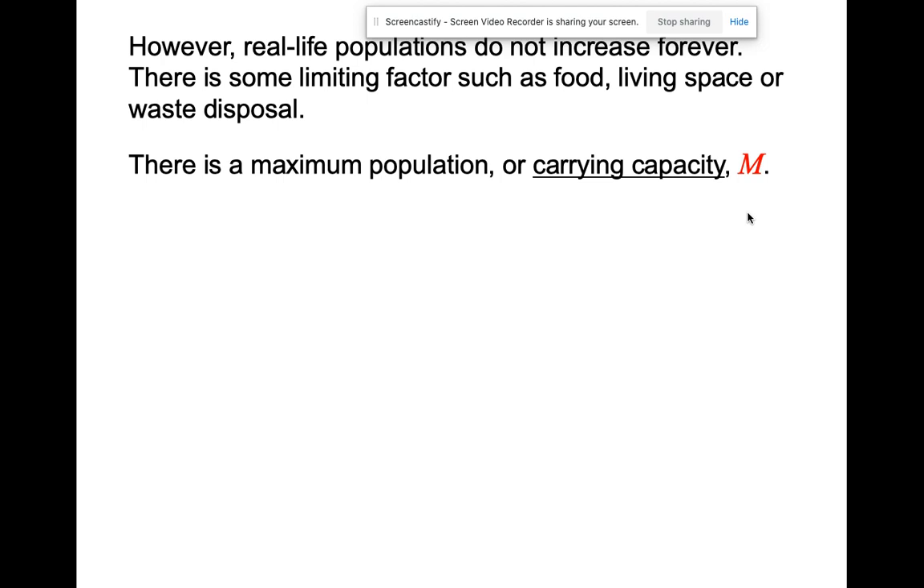So we're going to talk about a space having a maximum population or a carrying capacity, and we're going to call that carrying capacity M.